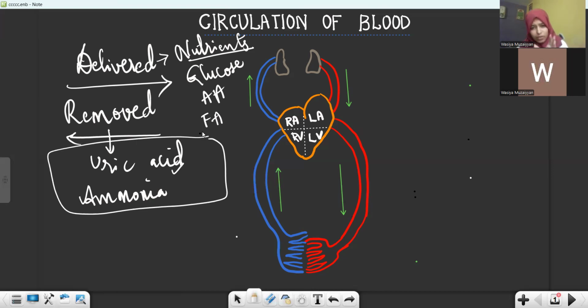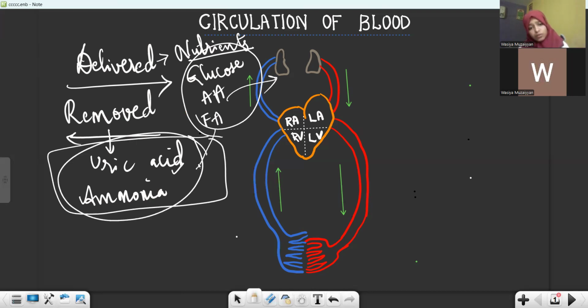There are certain things we have to understand: the pathway, and how these different things travel without mixing with each other. These are the essential things that have to be delivered into our body, and these are the toxic wastes that have to be removed outside the body. Right? So how is this going to happen without any mixing of blood? That is what we'll be studying today, because human beings are complex living beings. They require a complex mechanism for working, and it's amazing the way our body works.